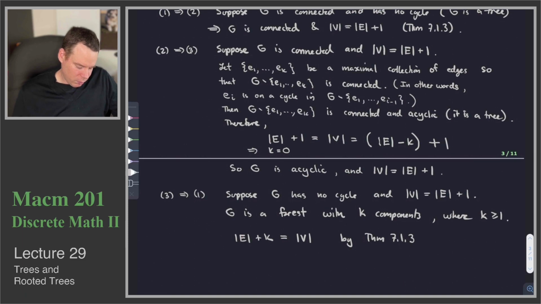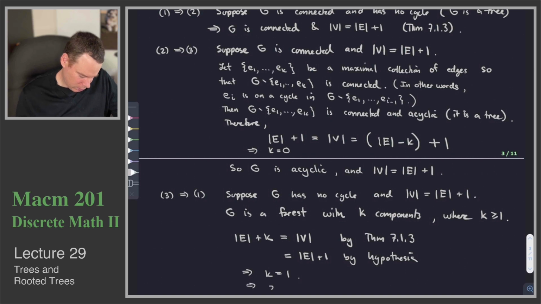So for a forest with k components, the number of vertices is k more than the number of edges. But we also know, by hypothesis, that the number of vertices is e plus 1. That's by our hypothesis. So it's written right here. And therefore, that tells us that k is equal to 1. So there must be one component, and that means it's connected.